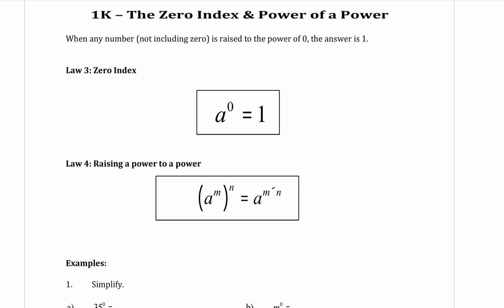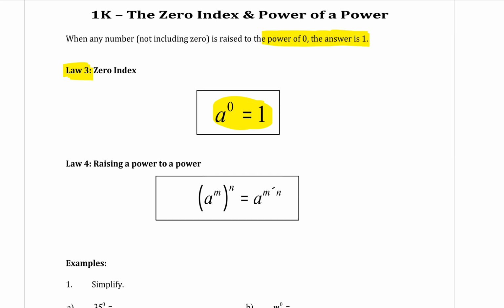When any number, not including 0, is raised to a power of 0, the answer is always 1. So something to the power of 0 is always 1. And this is law number 3. Anything, so we've got A here, anything to the power of 0 is always equal to 1. Okay, so that's the zero index.